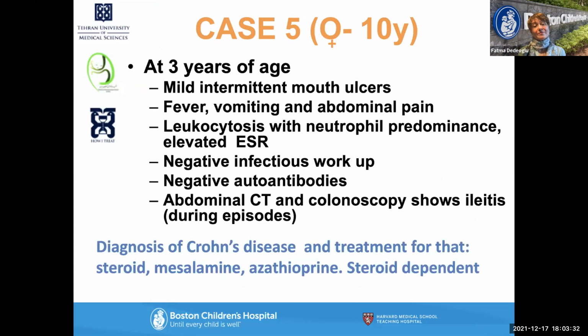So this case is also an interesting case that has a diagnosis unchanged after further workup. She started having mild intermittent mouth ulcers and fever, vomiting and abdominal pain, elevated inflammatory markers, and negative infectious workup and autoantibodies. With abdominal CT and colonoscopy, she had ileitis, was diagnosed with Crohn's disease, and was treated for that. However, she did not follow the course and did not respond, even though inflammation seemed mild in her gut, even though she had very high fevers and abdominal pain and vomiting. So she wasn't responding, and she became steroid dependent.